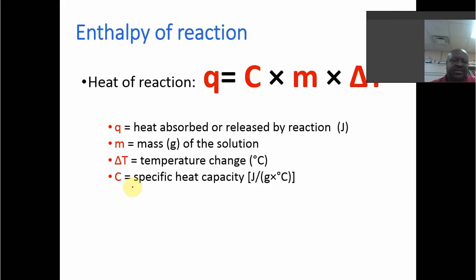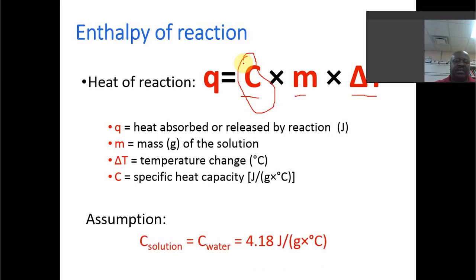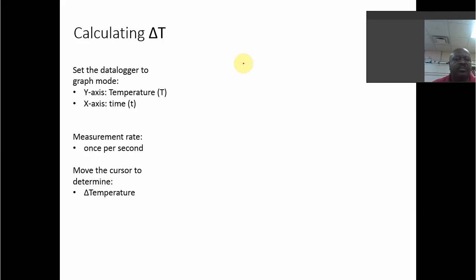And so we've seen this equation before. Q is equal to C m delta T. C is the specific heat capacity, and we've determined that in the lab a week or so ago. This is the mass, and delta T is the change in temperature. In this case, we'll take that to be the specific heat capacity of water. That is, the solution is the same as the specific heat capacity of water. And for all practical purposes, this is a reasonable assumption. Moving right along.